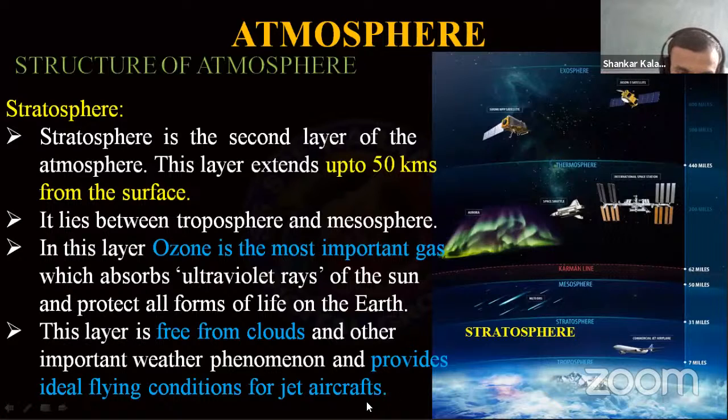This layer is free from clouds and other important weather phenomena. It means weather issues, and it provides ideal flying conditions for jet aircraft. This layer of the atmosphere doesn't have obstacles, clouds, dust particles and other issues. Therefore, in this layer, planes can easily move from one place to another.